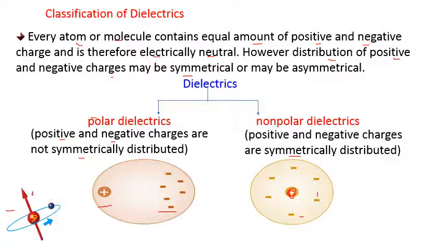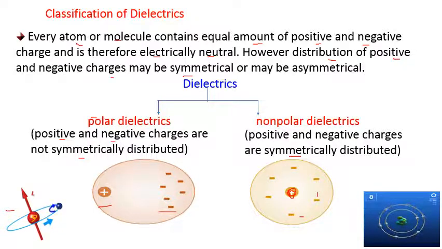Means from this you can imagine this symmetry, or even from this animated diagram you can see here at this particular position, at the center the positive charge is there, while these electrons are revolving in different orbits, but you can imagine the center of all these revolving electrons, due to symmetry, is again coinciding with the center of these positive charges. That's why it is non-polar.